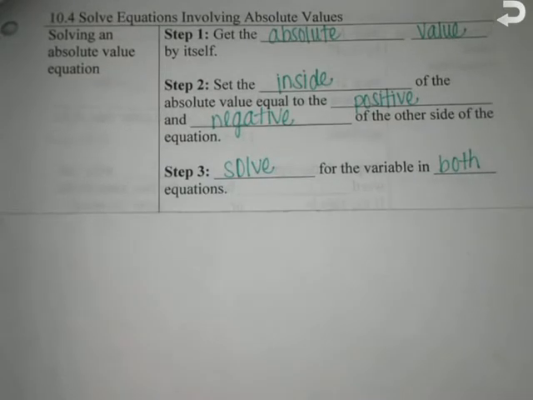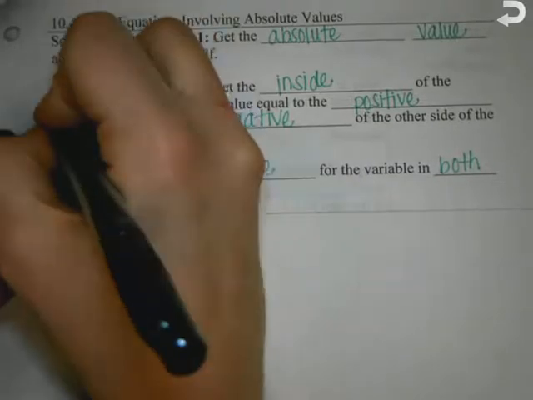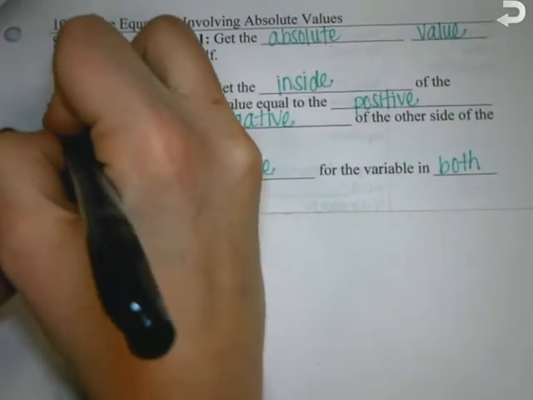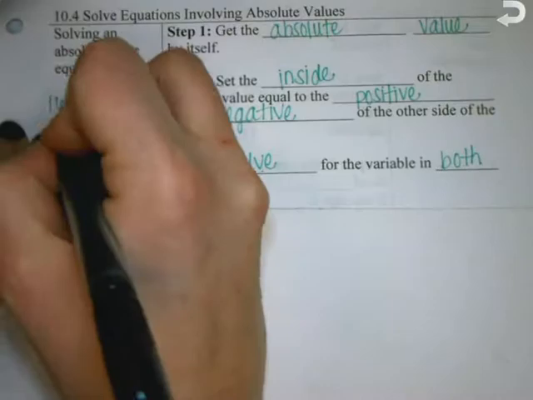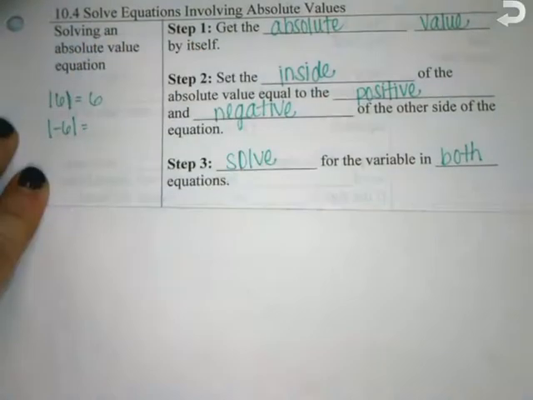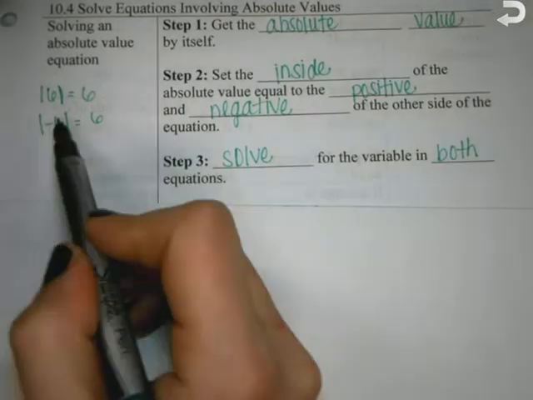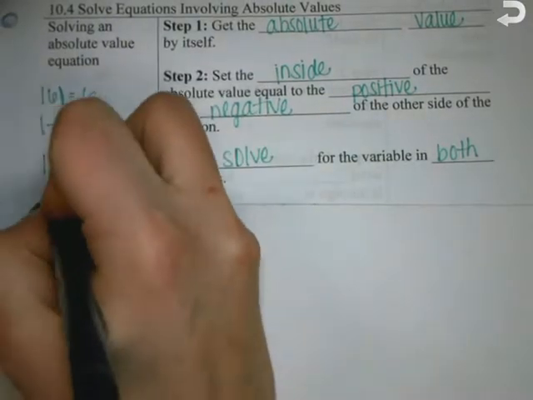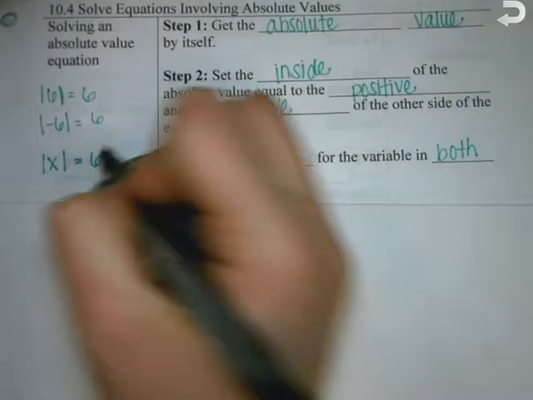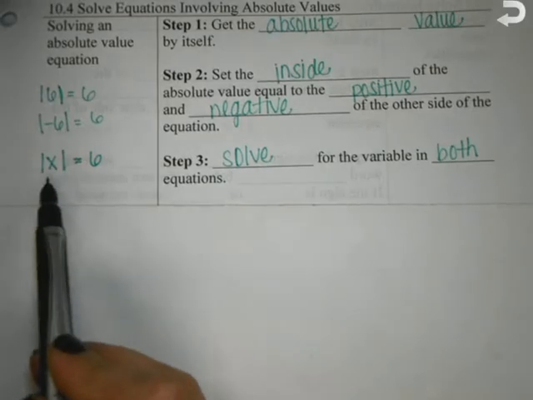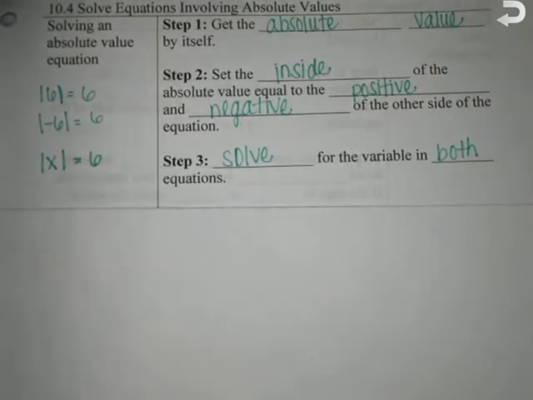Why do I set it equal to both the positive and negative? Let's think about it. If I'm taking the absolute value of 6, what's the answer? 6. What if I'm taking the absolute value of negative 6? What's the answer there? Positive 6. Okay, so what would happen if I don't tell you what's inside that absolute value, and I just tell you the absolute value of x is equal to 6? What could I have plugged in for x? 6 and negative 6, which is why we always set it equal to both positive and negative. Does that make sense? Because the inside could be positive, but it could also be negative and still get the same answer.